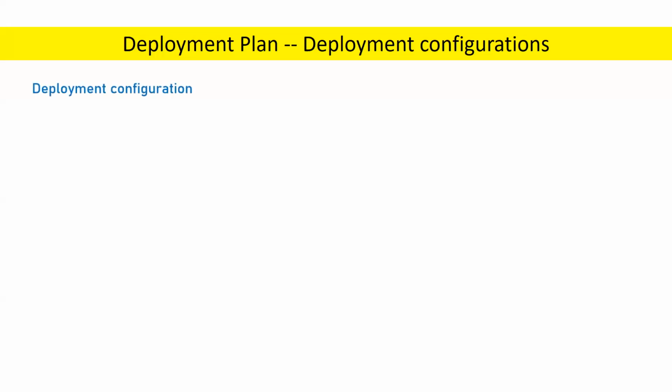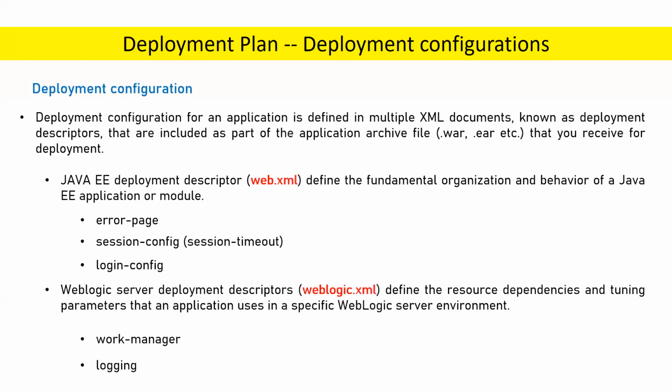So what are deployment configurations? Deployment configurations for an application are defined in multiple XML documents known as deployment descriptors, which are included as part of the application WAR, EAR, JAR, etc. Whenever we develop our applications, whether it is a WAR file, EAR file, JAR file, RAR file, or some other archive file in WebLogic server, along with the code, the class files and library files, we have the configurations in XML files. A lot of configurations apart from the code are defined in XML files as well. So all your JAR, WAR, and EAR archive files come along with the configuration files.